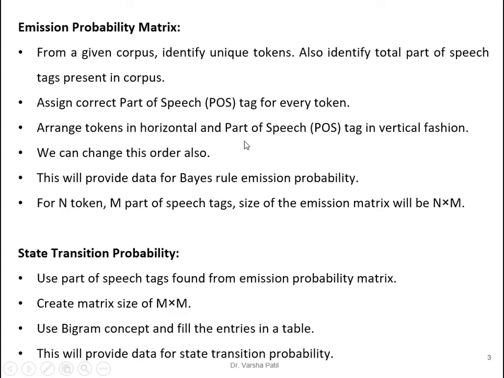Arrange tokens horizontally and part of speech tags vertically. We can change this order also. This will provide the data for the Bayes rule emission probability. For n tokens and m part of speech tags, the size of the emission matrix will be n into m. After the formation of the emission probability matrix, we form the state transition probability matrix. Use the part of speech tags found from the emission probability matrix. Create a matrix of size m into m, where m is the total number of part of speech tags for that particular corpus. Use the bigram concept and fill the entries in a table. This will provide the data for the state transition probability.